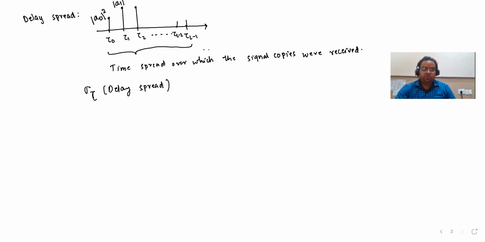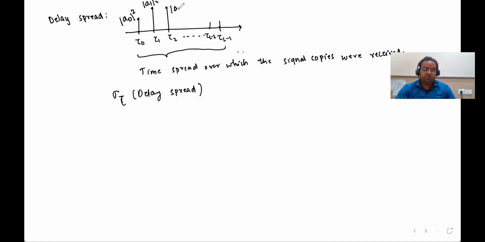So a1 square, then a2 square. Here this value will be a L minus 2 square, and this value will be a L minus 1 square. That is why we call it the power delay profile. This is the delay spread. Delay spread is the time span from tau naught to tau L minus 1. The power values carried by these signal copies at each of these time instants, that plot is basically the power delay profile. So we should write here, power delay profile.